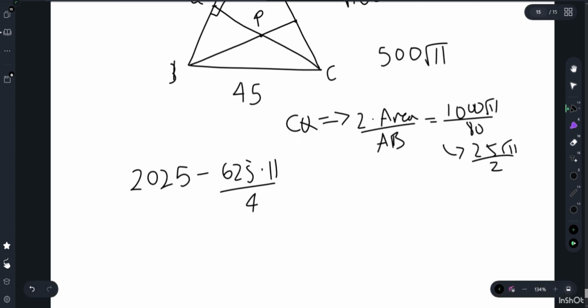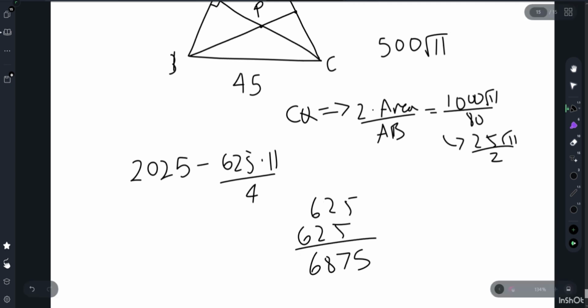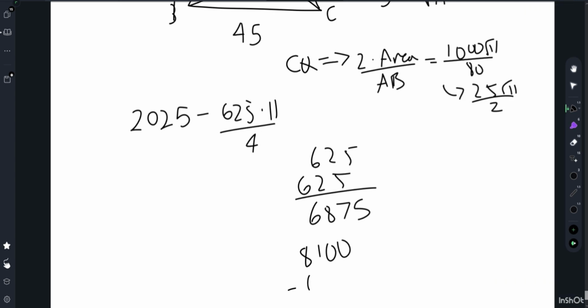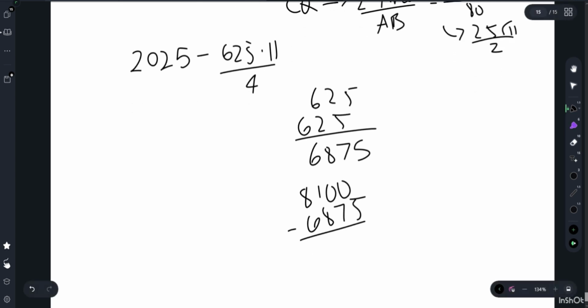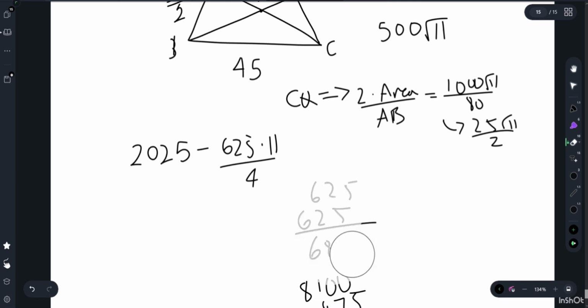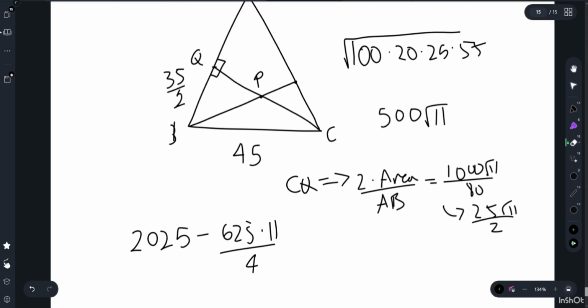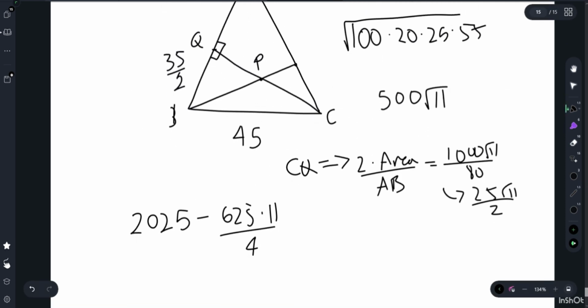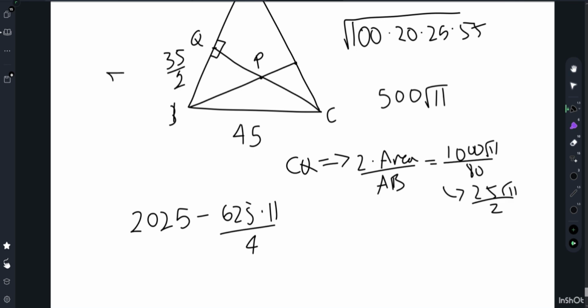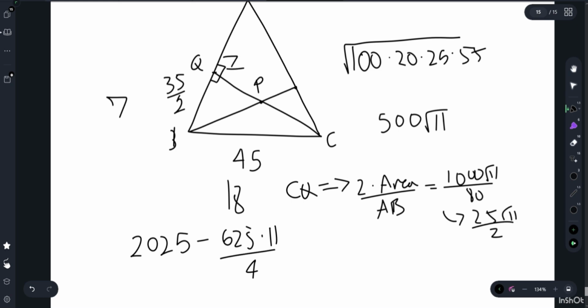625 times 11 is 6875 over 4. So now we have 8100 minus 6875, 1225. So BQ is equal to 35 over 2. So now we can do the angle bisector theorem. Basically, the angle bisector theorem tells us that QP to PC is equal to 7 to 18, because this is 7, 18 in the ratio. So we know that QP is equal to 7 root 11 over 2.